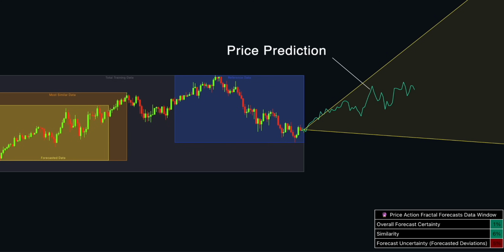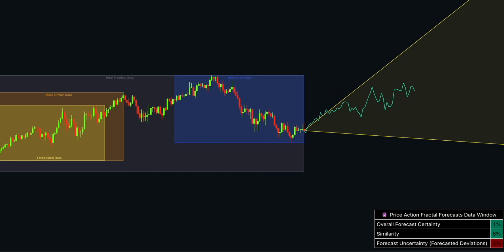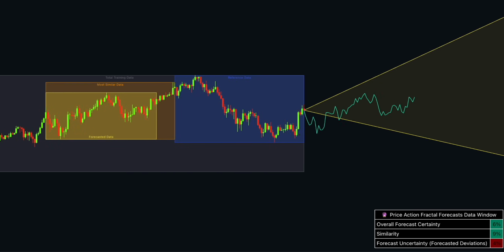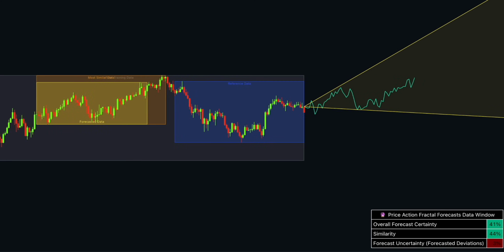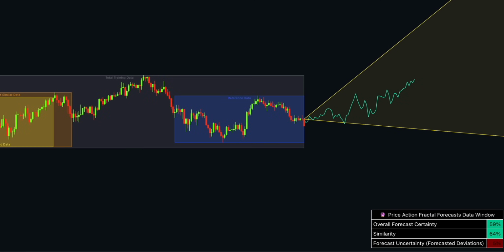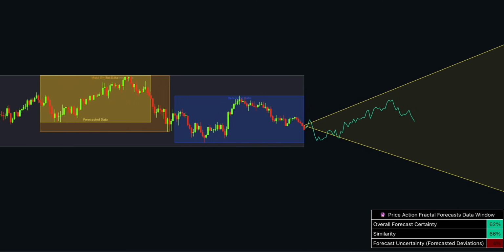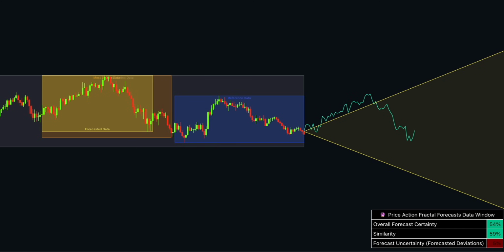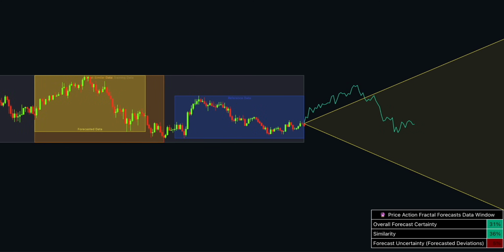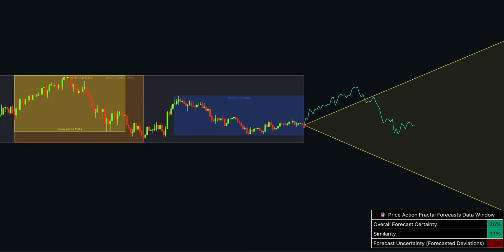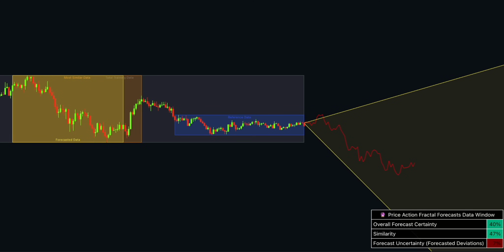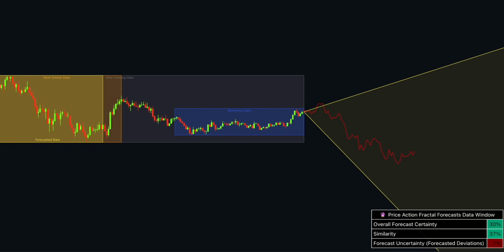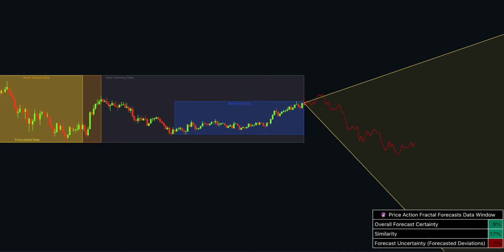The core of the Price Action Fractal Forecasts lies in its ability to compare current market behavior with historical data to detect similar patterns. It first establishes a training data window to analyze historical prices. Within this window, it then defines a reference length to identify the most recent price action that will serve as the basis for comparison. The indicator searches through the historical data within the training window to find segments that closely match the recent price action in the reference period. Test this magic indicator in different markets in combination with volume analysis, oscillators, and other price action tools.